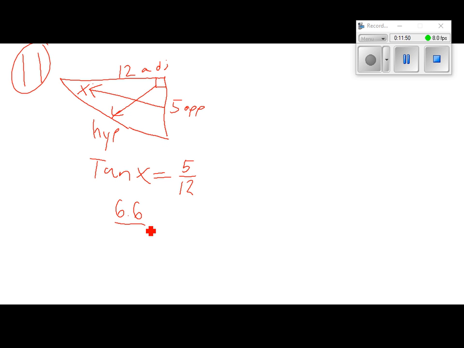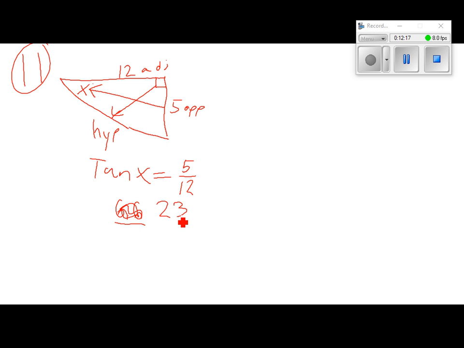Are we done after that? I did second tangent, I got 5 divided by 12. I got 6.557. Maybe it's on the wrong mode. I got 22.6. 22.6 is the right answer, so it's 23. Round it. Yes, Joseph.